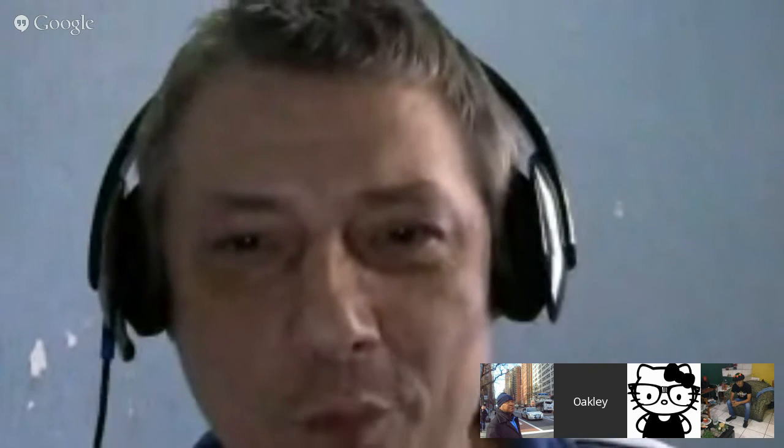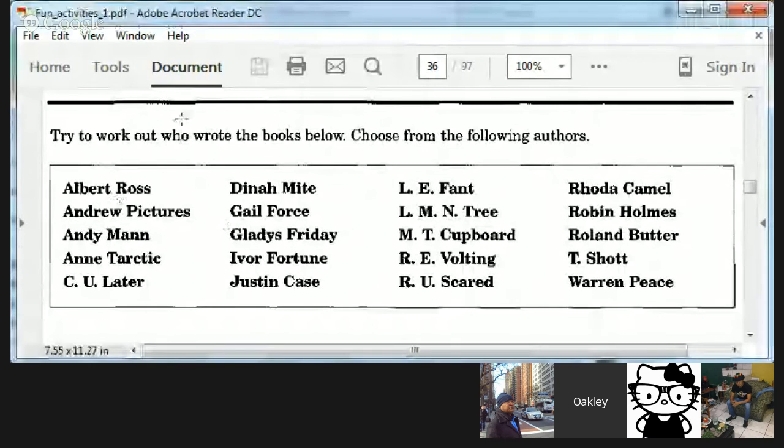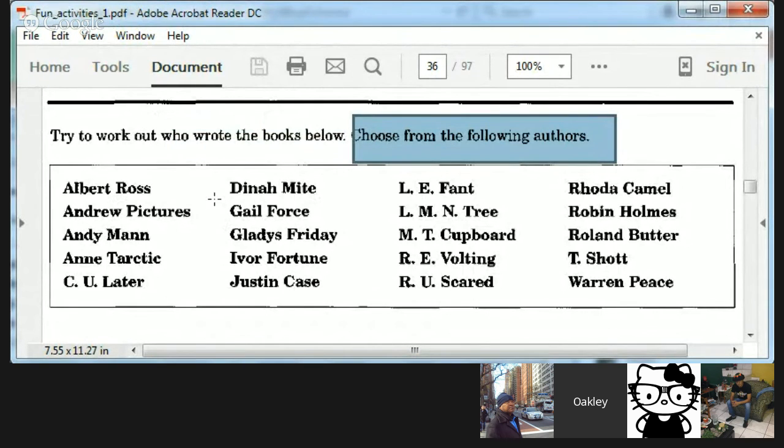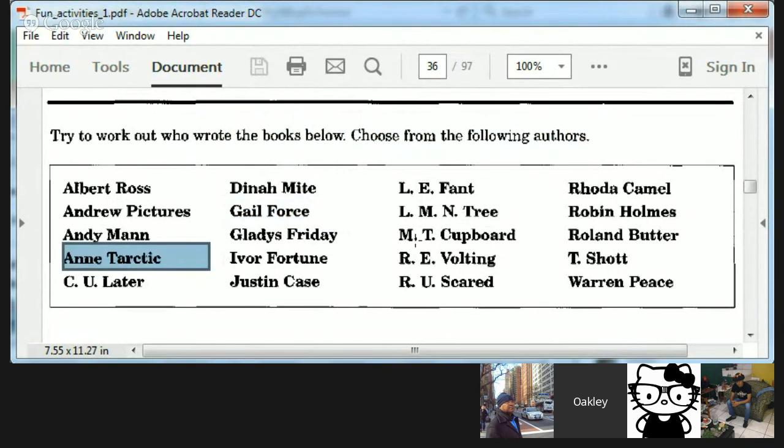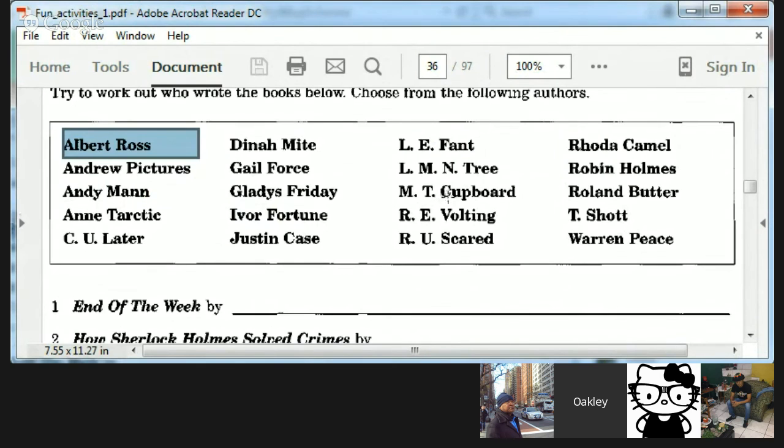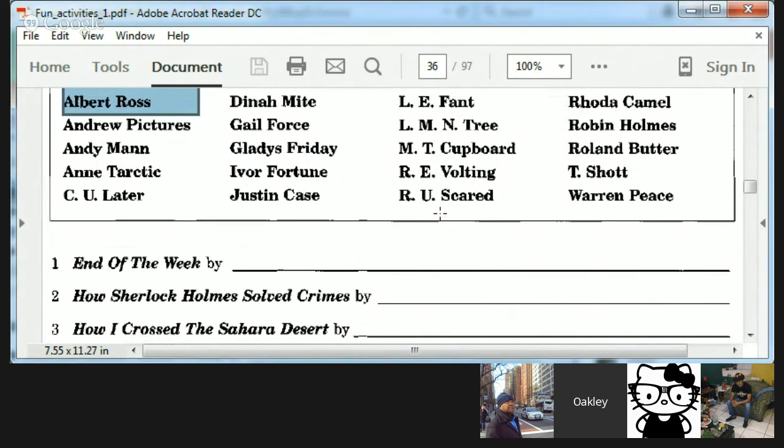We're going to look at something a little different. This is kind of goofy, but same idea. Looking at how the sounds are joined together, we're going to find who wrote these books below. You're going to choose from the following authors: Gale Force, Antarctic. The sounds of the names sound like something else. It's a pun again.